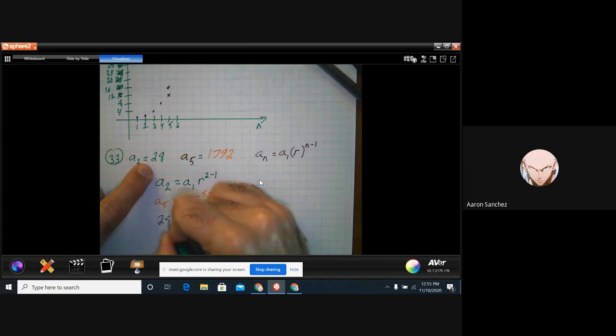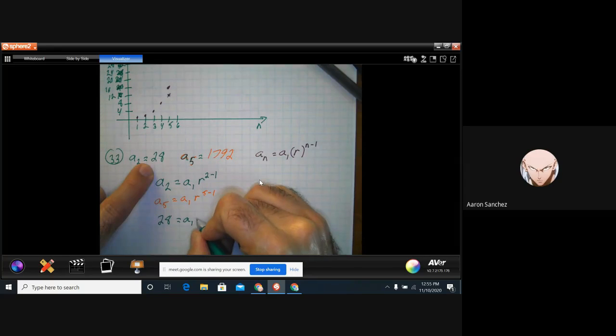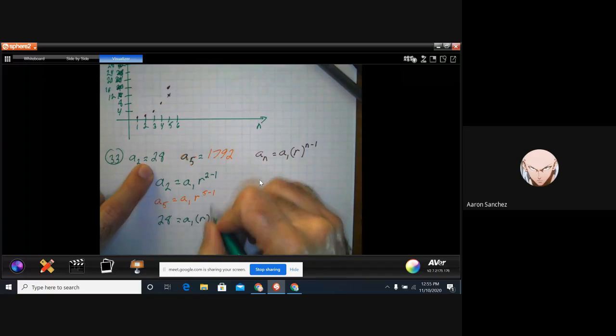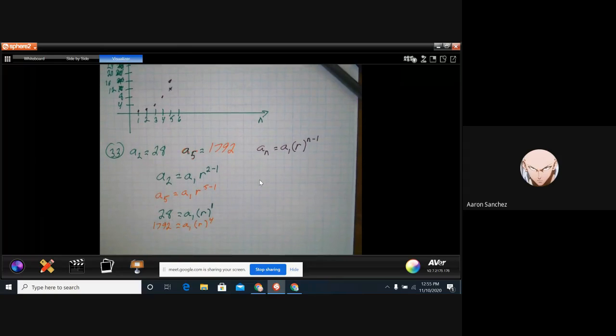Okay. So remember, a sub 2 is really 28. Next time I'm going to skip that step if I need it. This is just 28 equals a sub 1 times r raised to the 2 minus 1, which is 1. And then this one, a sub 5 is 1,792 equals a sub 1 times r raised to the 5 minus 1, which is 4. Okay, so all I did was plug them into 2 equations, okay? That's all I did. See what I did there? And I solved the 2 minus 1, the 5 minus 1.